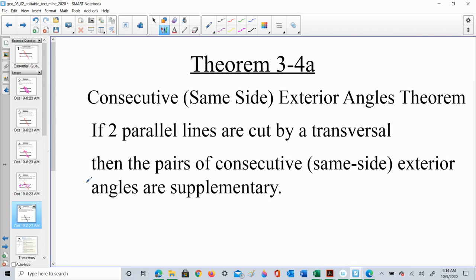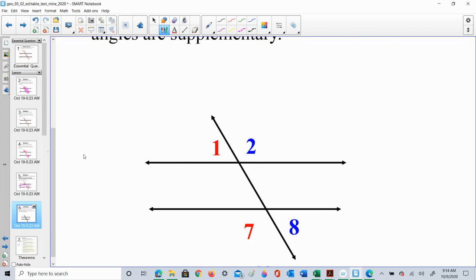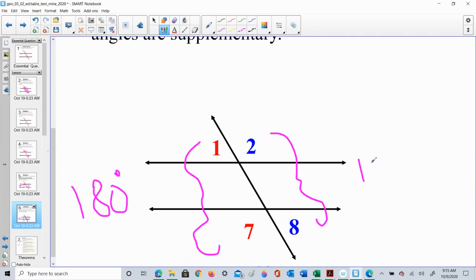And now this one isn't in your book, but I like using it anyway because it's true and it's there. The same side exterior angles. If two parallel lines are cut by a transversal, then the pairs of same side exterior angles are also supplementary. So in this diagram, 1 and 7 added together equals 180. This drawing on here is horrible, but that's okay. And 2 and 8, when added together, equals 180 degrees.